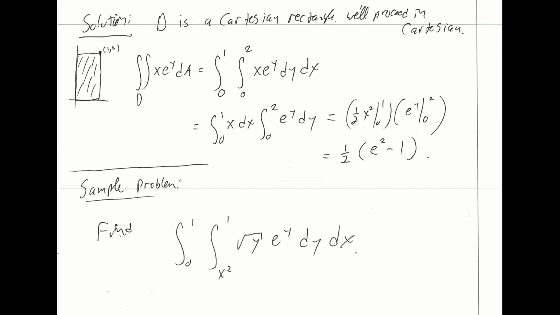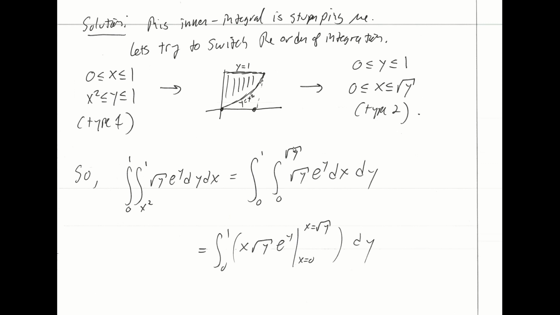Let's do another one. So sample problem, here is an integral. I ask you to find it. Nothing more is said. All right, let's see what we got here. So the inner integral here is stumping me a little bit. I'm integrating with respect to y. I've got the square root of y times e to the y. I'm not going to be able to make use of u sub. I'm not going to be able to make effective use of integration by parts. I'm not sure how to proceed there.